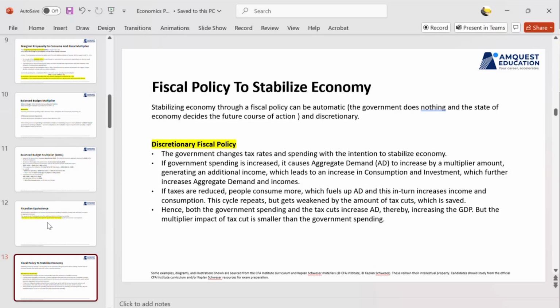Clear? Any questions? Discretionary fiscal policy. Any questions? Yes.